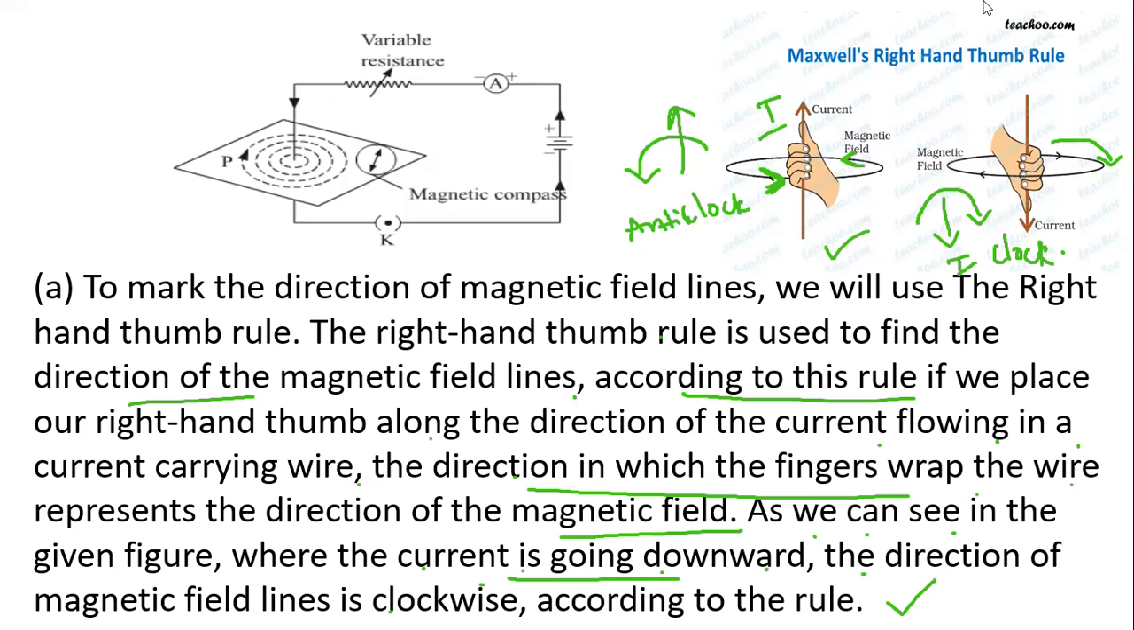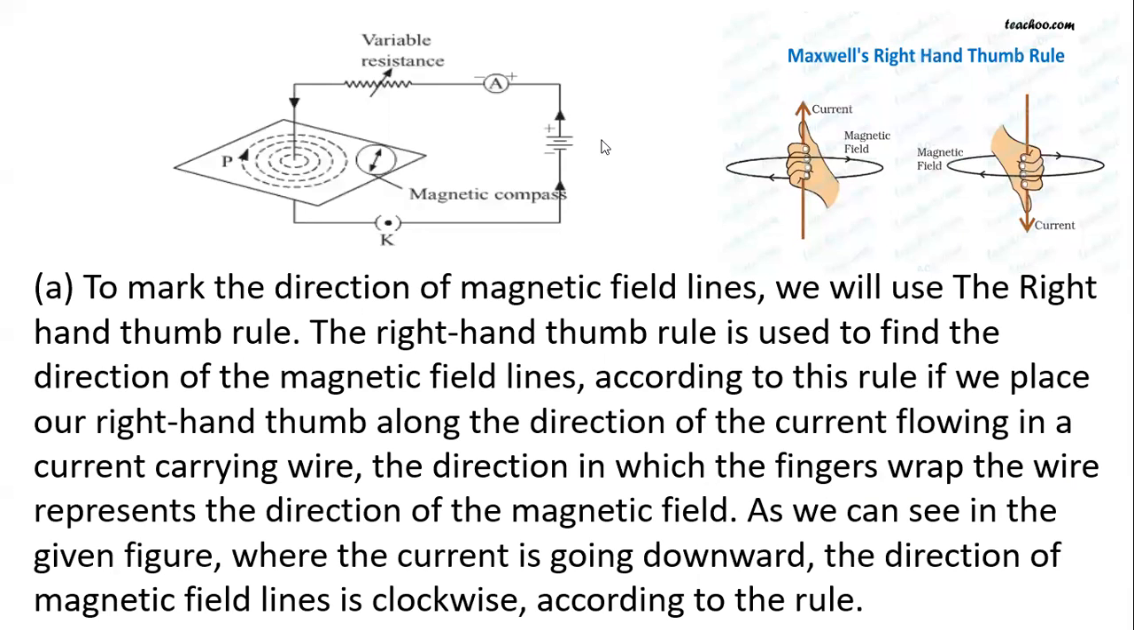This is the answer for the first question. Understood? Drawing, you have to draw properly. After that, explain the right hand thumb rule. If it is possible, draw it. If you are not able to draw perfectly, at least represent clearly the direction of the current. The direction of the magnetic field is very important. You have to write in that manner.